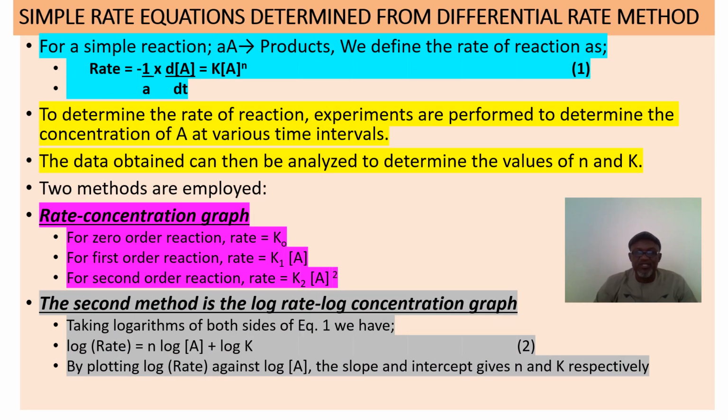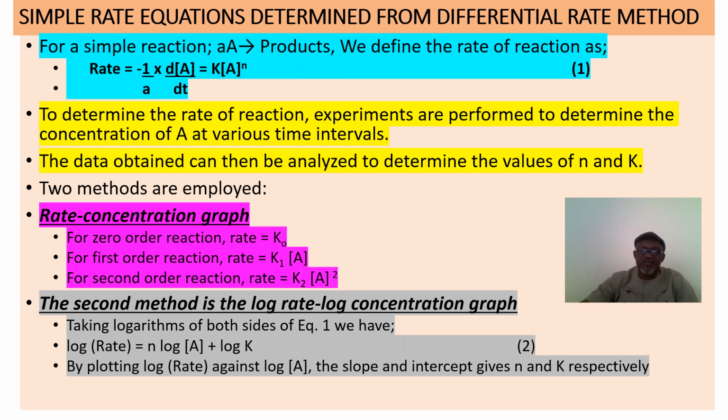Now, simple rate equations coming from the differential rate method. We have looked at initial rate methods. Now we want to look at differential rate methods. For this, we need to differentiate: minus d[A] over dt is equal to k[A] to power n. Of course, n is our order of reaction.